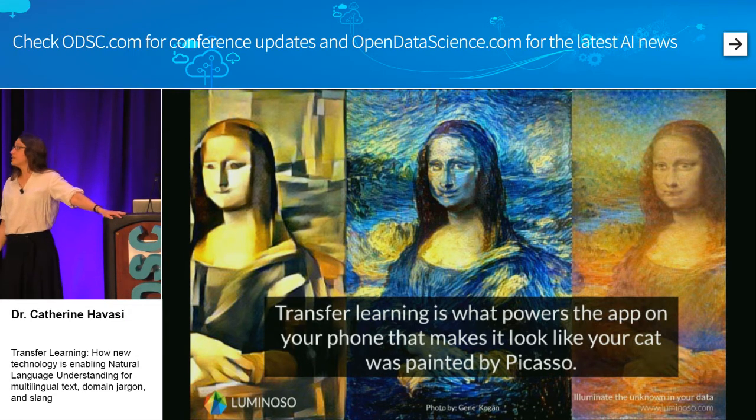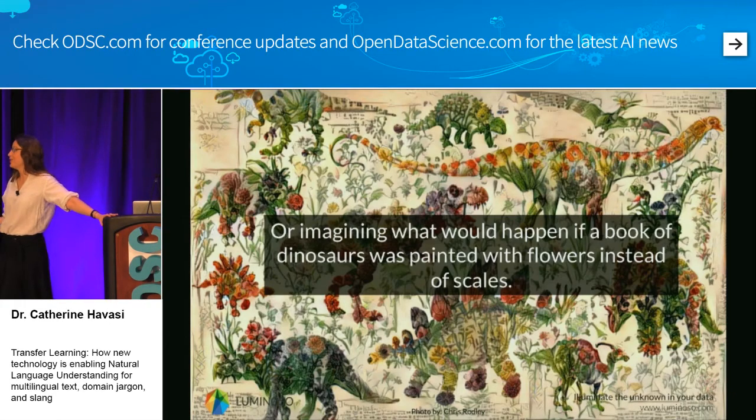So transfer learning is often, if you're on the internet, you'll run into all kinds of different style transfer things that are really quite fun. So it's very popular for making fun machine learning examples. This is a great one done by Chris Lordley of what would happen if you took a book of dinosaurs and a book of flowers and transferred one into the other, and then you end up with dinosaurs made out of flowers.